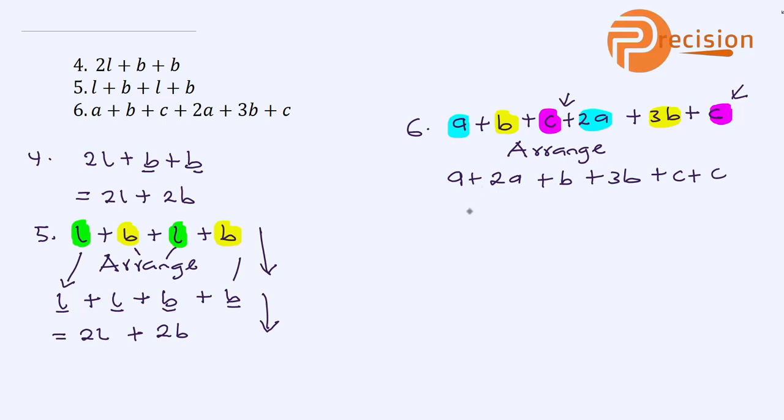1A plus 2A gives us 3A, plus 1B plus 3B gives us 4B, plus 1C plus 1C gives us 2C. From this point, you can see that they cannot add themselves anymore, and that is your final answer. So your final answer is 3A plus 4B plus 2C. So as simple as that, this is how to add variables.